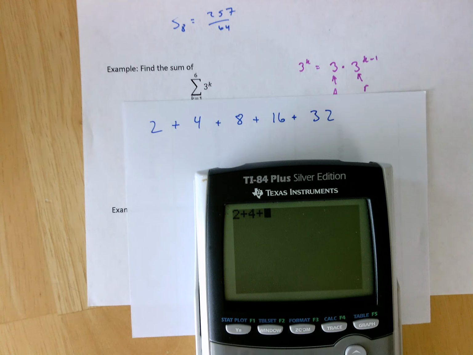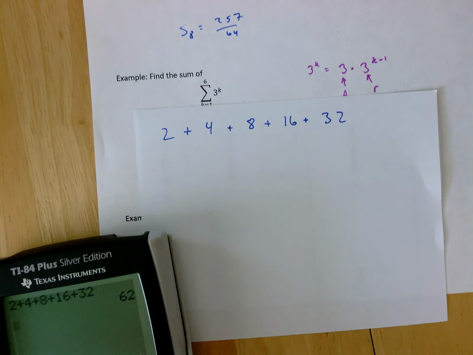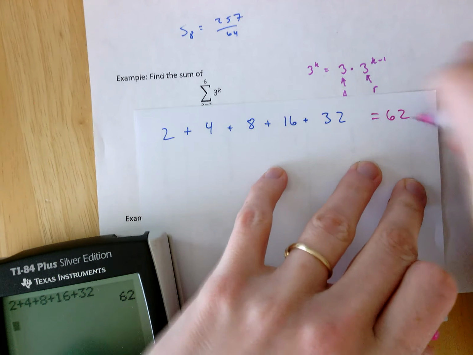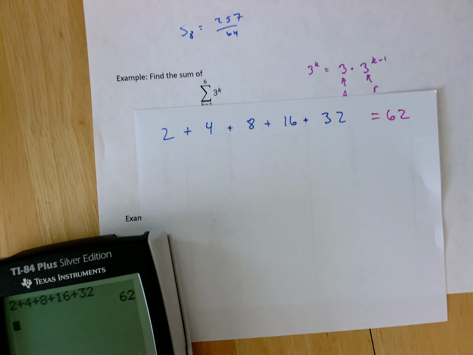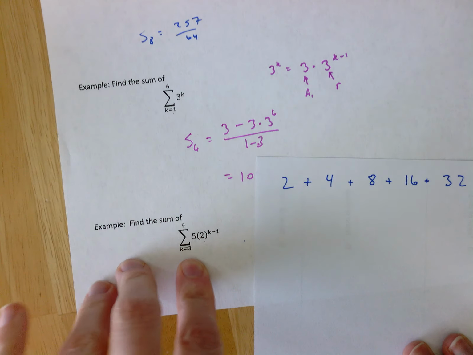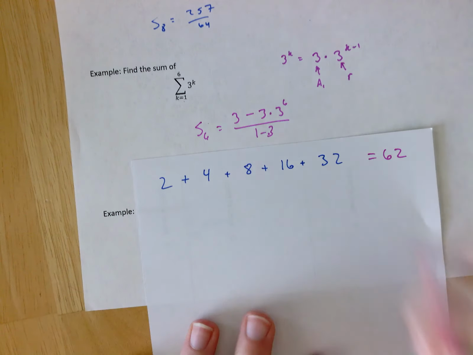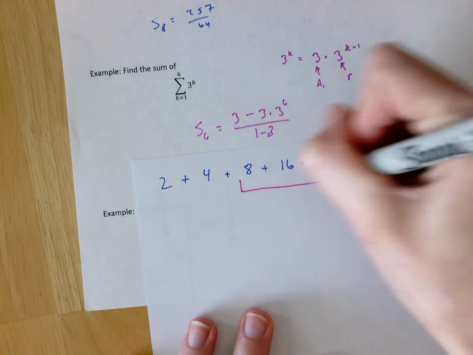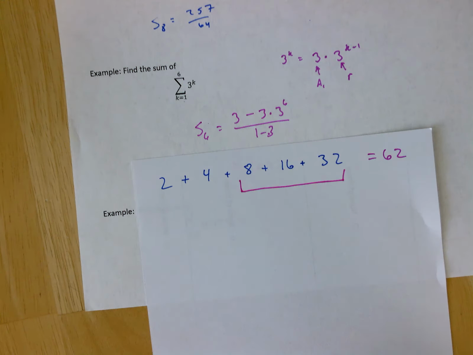2 plus 4 plus 8 plus 16 plus 32, and figure out that my answer is 62, okay? So the sum of this sequence I know is 62. Now here's what we're gonna do. This formula is asking us for the sum from the third to the ninth. I don't have that many terms, so I'm just gonna say, what if I just wanted the sum of these guys here? I can't just plug this into this formula, but here's the trick that I can use.